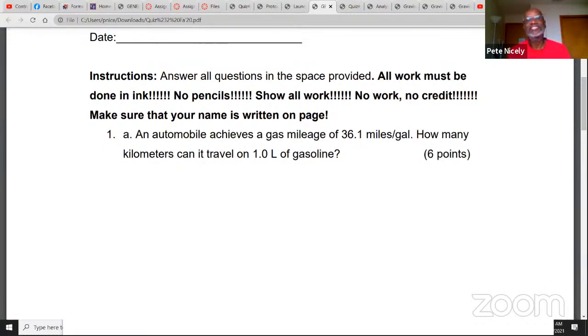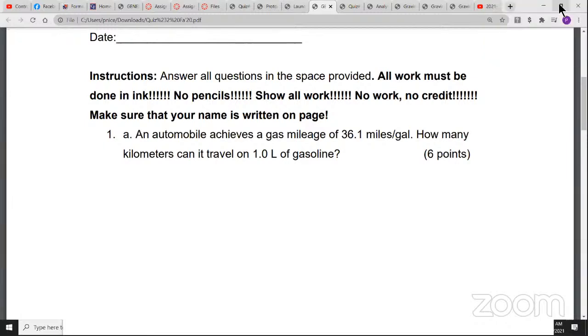They gave you the mileage, which is 36.1 miles per gallon. And the question gives you that the volume of gasoline in the car is 1.0 liters. And the question is asking how many kilometers can it travel on that volume, given the mileage? We need to know how many miles are in a kilometer or vice versa, and how many gallons are in a liter.